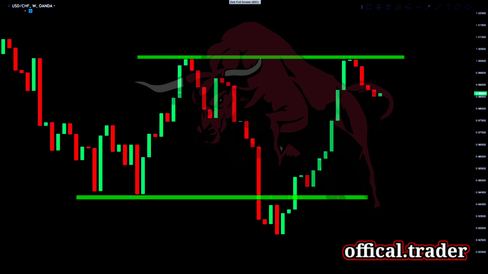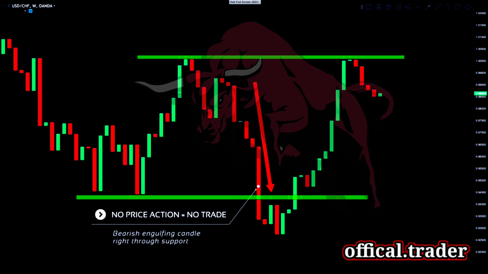Here's the dollar Swiss. We look left and we had a double bottom and then price went up, making this support. And as you can obviously see, there was no trade here because price makes a massive bearish engulfing candle and blows right through support.